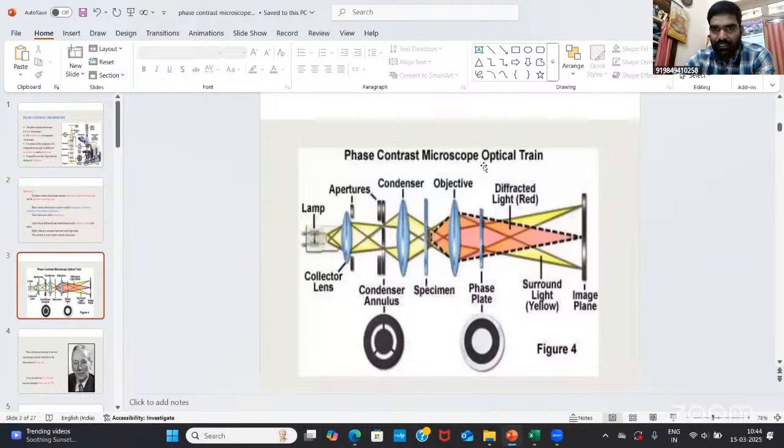So this is the phase contrast microscope optical train. This is the lamp. This is the collector lens. Through this collector lens, the light will flow, and these are the apertures. These are the two apertures here. So this is the condenser annulus, and this is another condenser, and this is the specimen. This is the objective lens. This is the phase plate, through which the light is diffracted, and it is surrounded by the yellow light, and it gives the image.